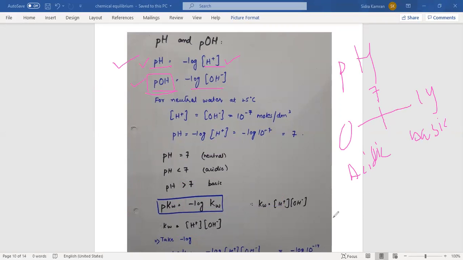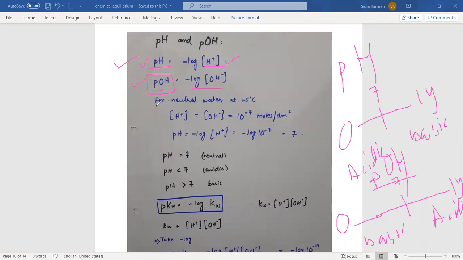In the pOH scale, it is opposite. In the pOH scale, 0 to 14, at 7, the solution is neutral. Below 7, it is basic, and above 7, it is acidic. In the pH scale, 0 to 7 is acidic and 7 to 14 is basic.